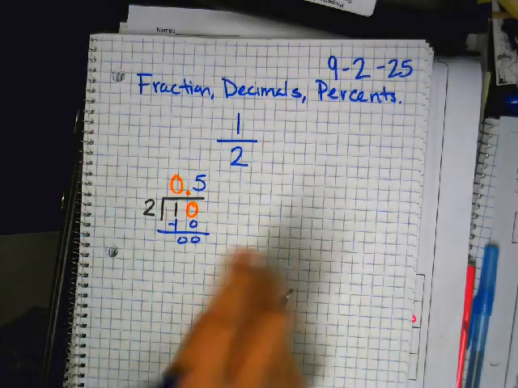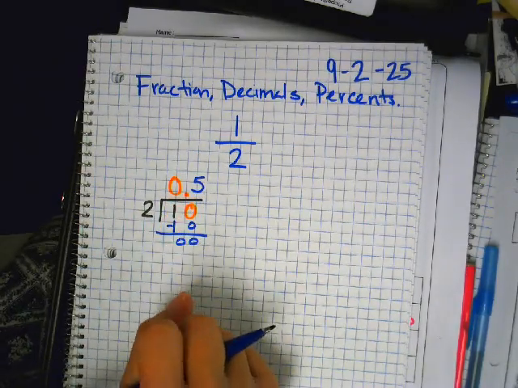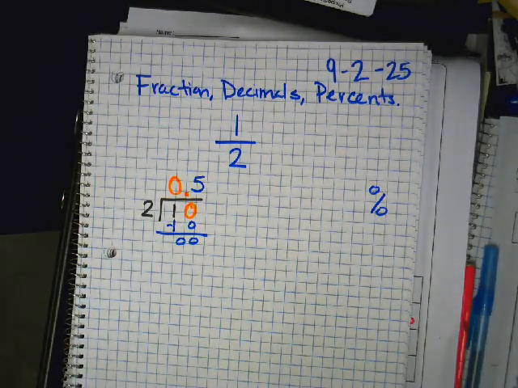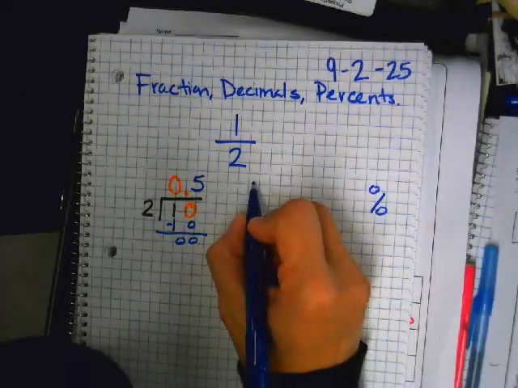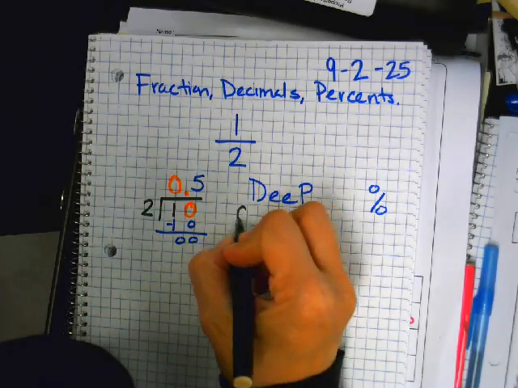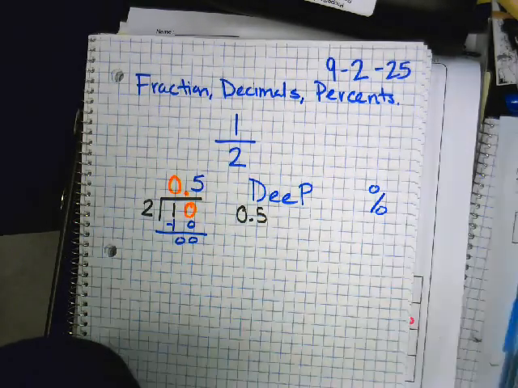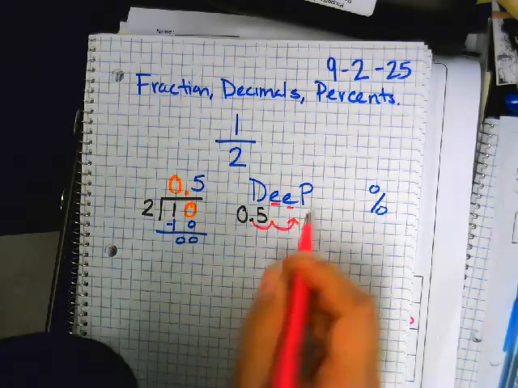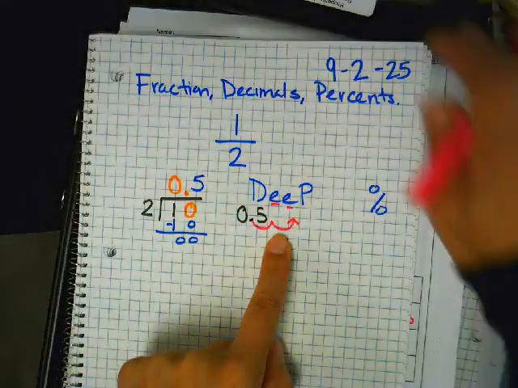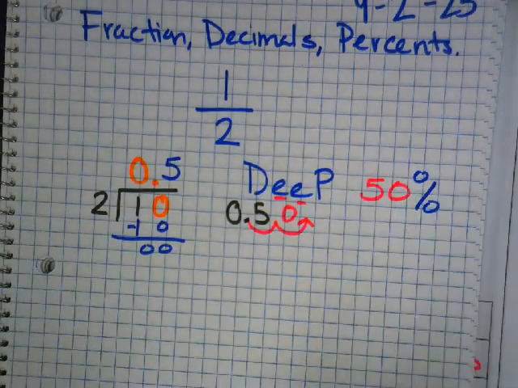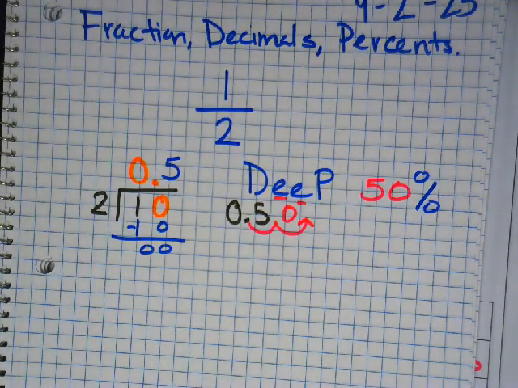Okay, so now how do I turn 0.5 into a percent? What do I have to do? Move it twice. So I have 0.5. I'm going to move it 2 times because there's 2 E's, 1 and a 2. What do I add in this space that's here? A 0. So what percent is this? 50%. Okay? So this is how I change a fraction to a decimal to a percent.